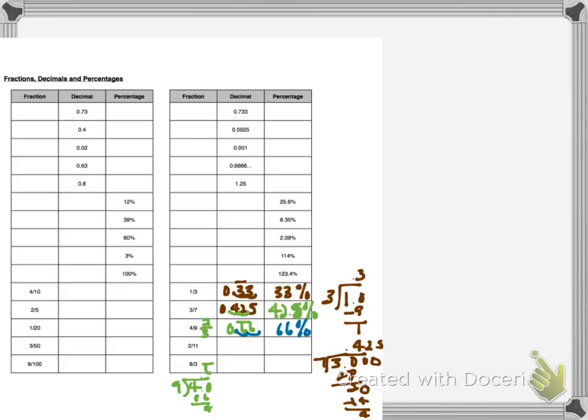8 over 3 is 2 2/3. So that would be 2.66, 266%. And 2/11ths. I bet that's a crazy one.